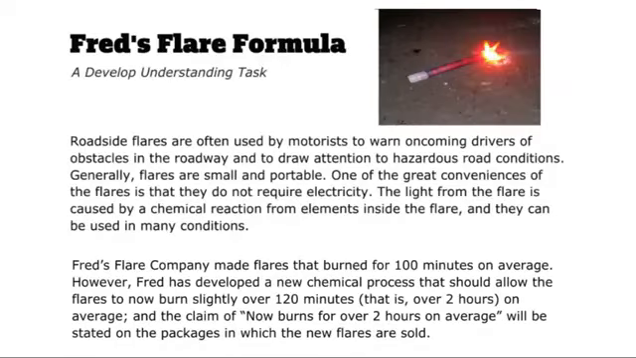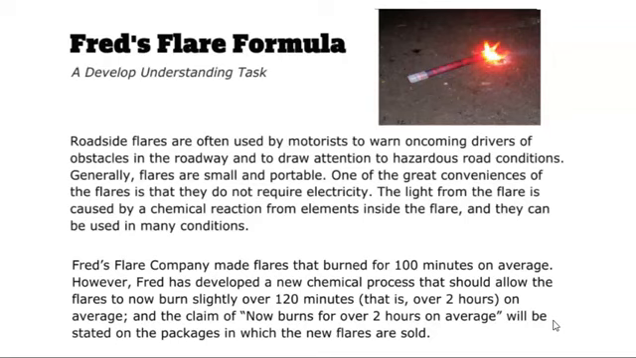In this lesson, students look at a situation where the company Fred's Flares makes flares that used to burn for 100 minutes on average, but Fred has developed a new chemical process that should allow the flares to now burn slightly over 120 minutes. And he wants to make the claim on his packages that it now burns for over 2 hours on average. To make sure that claim is accurate, he wants to pull samples and test the flares to make sure that they are going to be lasting long enough.